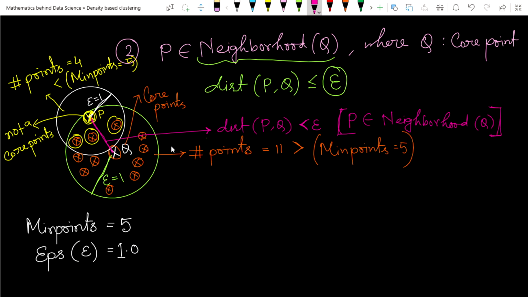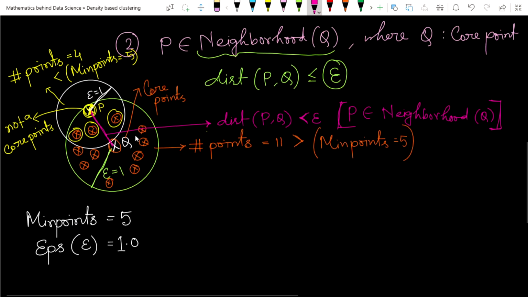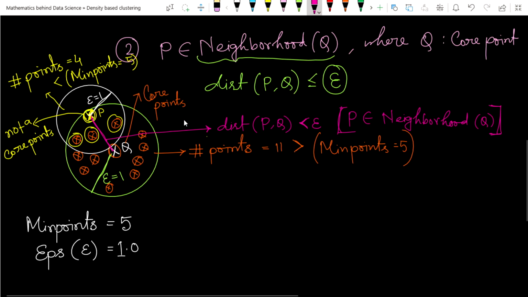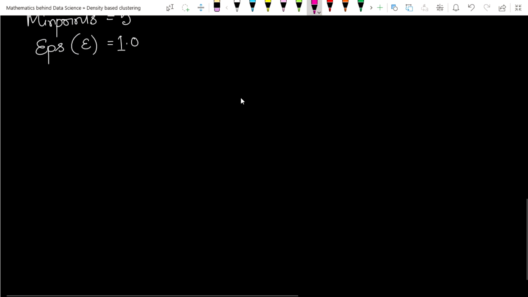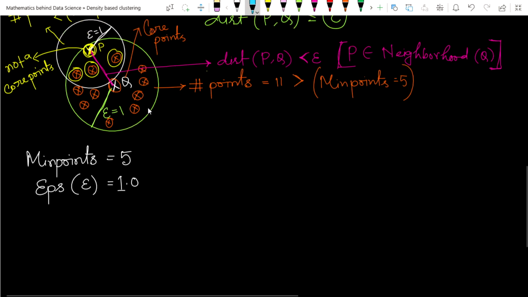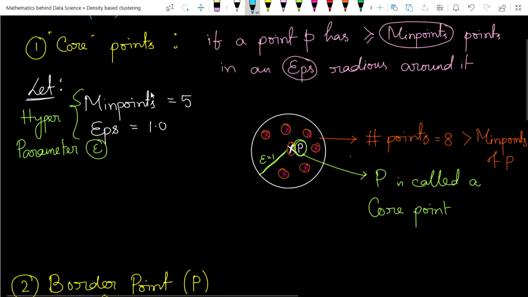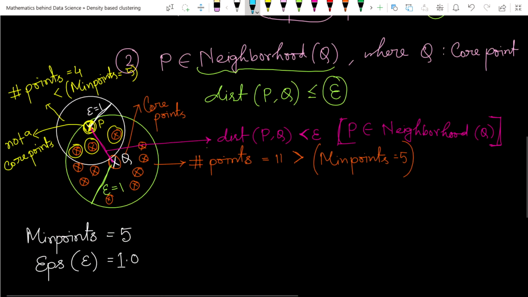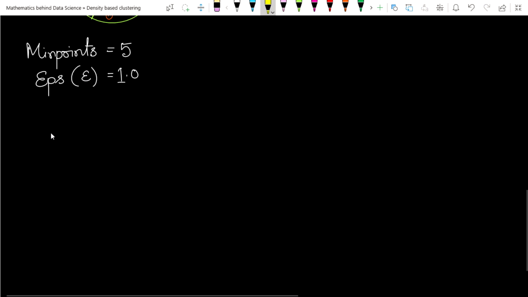Okay, I think you got the idea from these examples why P is called the neighborhood of Q. Now let's discuss what is a noise point. It is trivial. If you understand the core point and border point, then to understand the definition of the noise point is trivial.